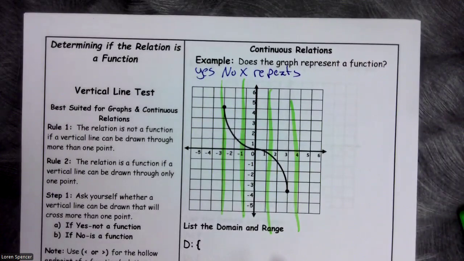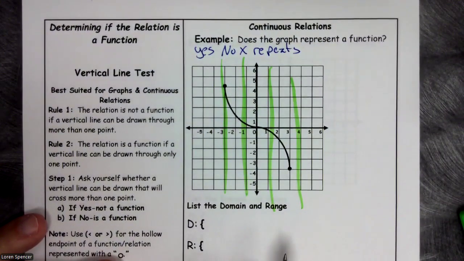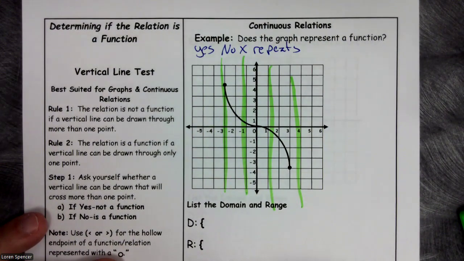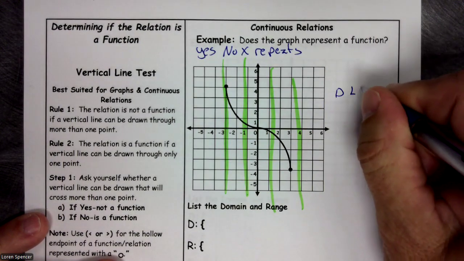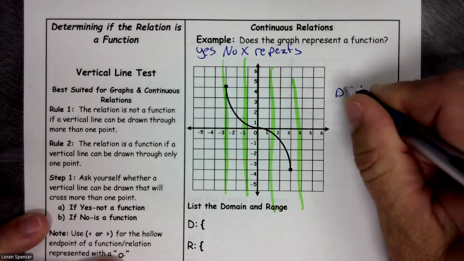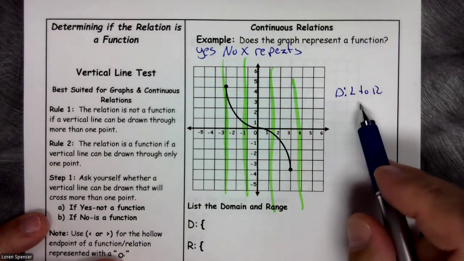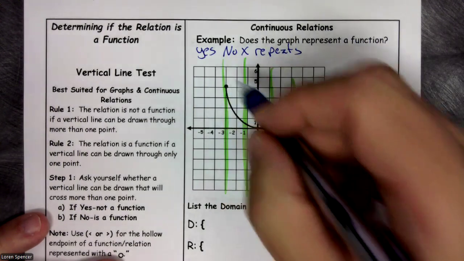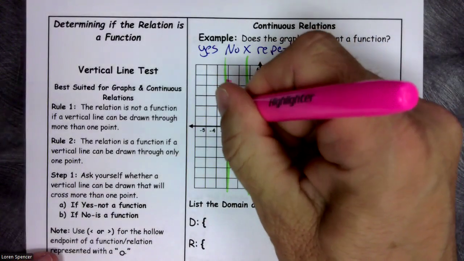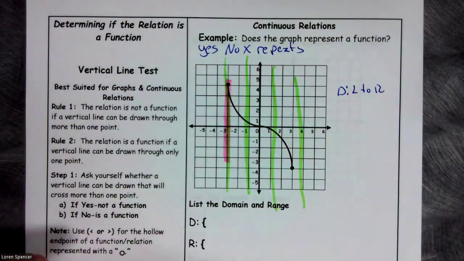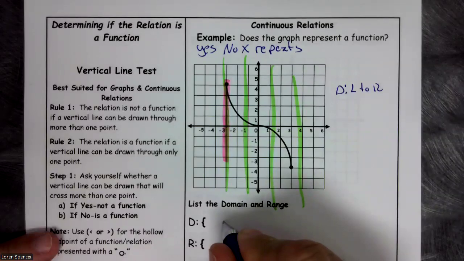Okay, so list the domain and range. Well, first off, domain is going to be, I'm going to put D, left to right. Left to right every single time. So what's farthest to the left? Well, farthest to the left is at -3. So we know we're going to start off at -3.